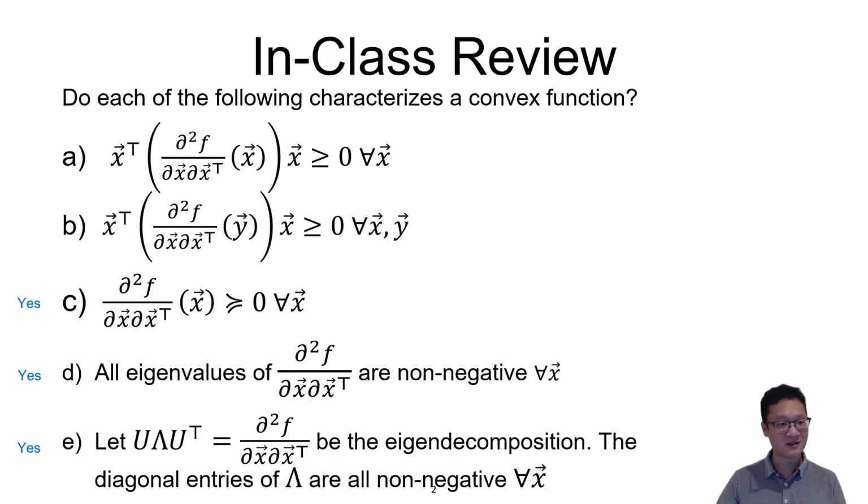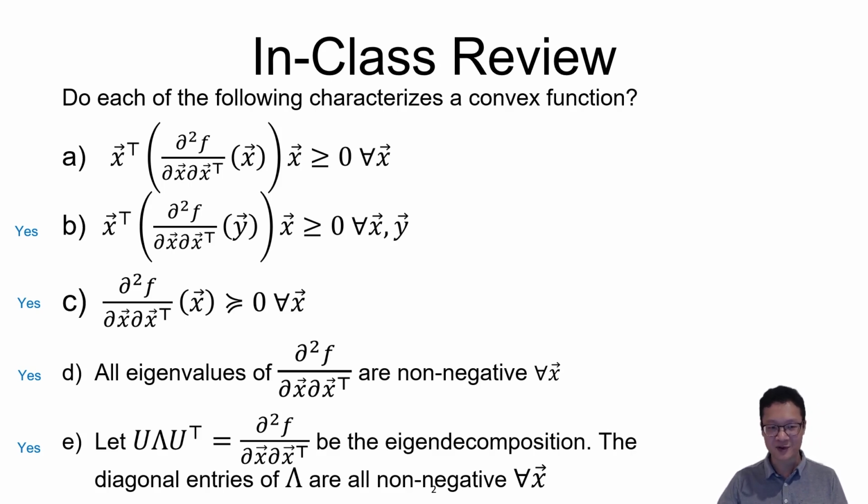So let's take a look at B. B is saying that we're going to construct a quadratic form using the Hessian in the middle. In the Hessian, the argument is actually y, and the choice is saying for all x and y, the quadratic form involving the Hessian is always non-negative. So B is actually yes, because that's just another way of saying the Hessian is positive semi-definite everywhere.